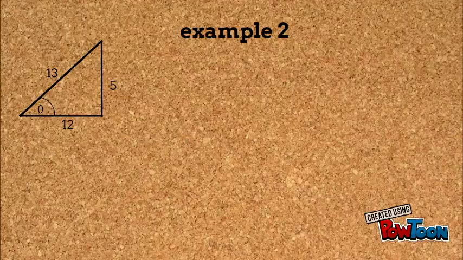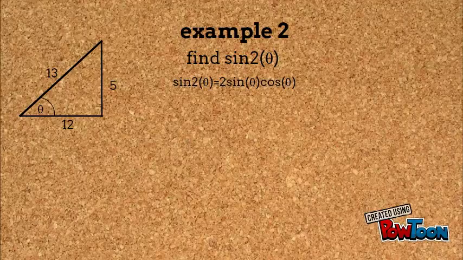In this example, we will be using the same triangle with the same given values, but instead of solving for cosine of 2 theta, we will now be solving for sine of 2 theta. First, we must convert sine of 2 theta into one of the equations from the beginning of the video. Sine of 2 theta is equal to 2 sine theta cosine theta.